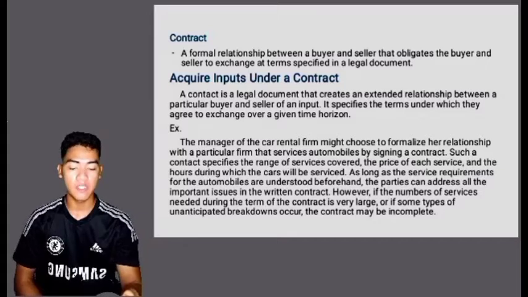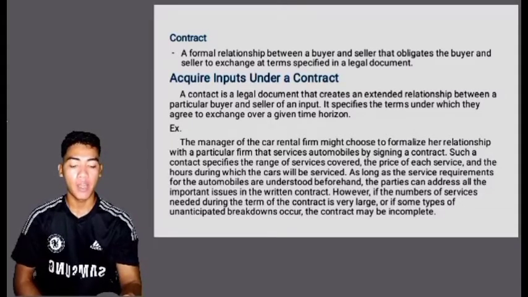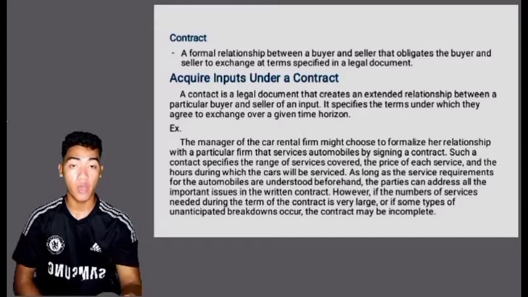Such a contract specifies the range of services covered, the price of each service, and the hours during which the cars will be serviced, as long as the service requirements for the automobiles are understood beforehand. The parties can address all the important issues in the written contract. However, if the number of services needed during the term of the contract is very large, or if some types of unanticipated breakdowns occur, the contract may be incomplete.